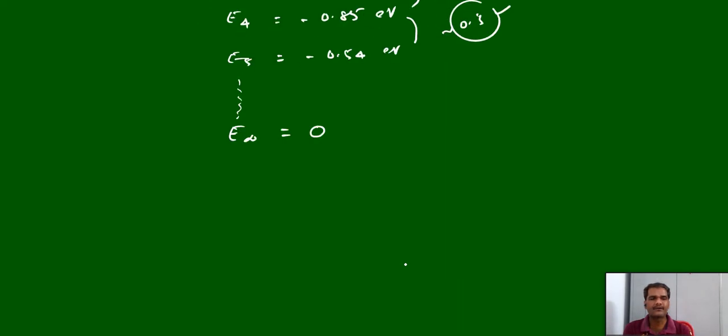And E infinity equal to 0 means what? This is ionization energy for hydrogen atom. Ionization energy is 0. This is the last shell, not ionization energy, the last shell energy. Ionization energy means this is a value. Ionization energy of hydrogen atom.